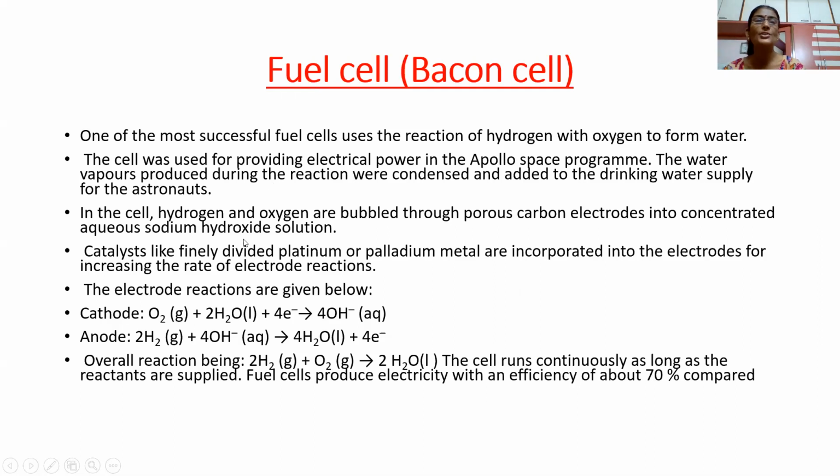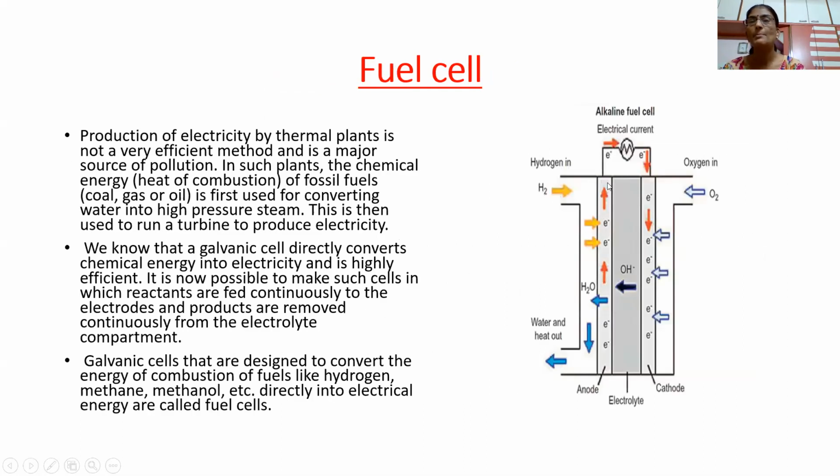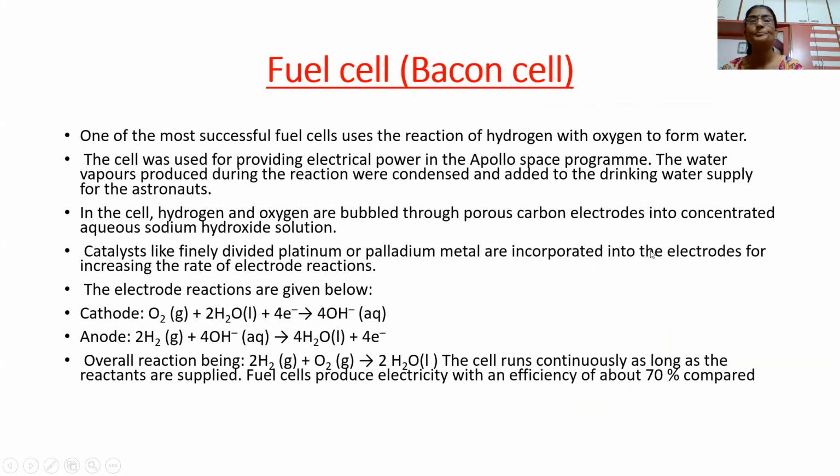Okay, now the reactions you have to remember. See, the catalyst is also written. Which catalyst is used? Finely divided platinum and palladium metal incorporated into the electrode for increasing the rate of reaction. Where is it? I told you, here in between, this grey portion you can see, from where electrons are flowing, they are catalysts. Catalysts are used to increase the rate of electrode reaction.